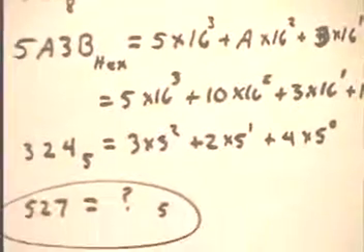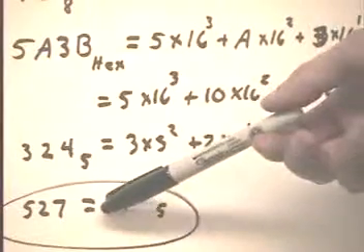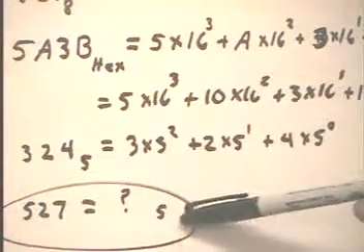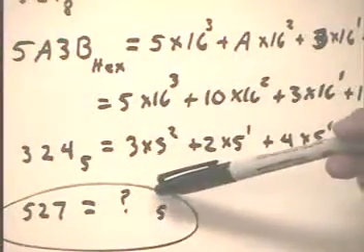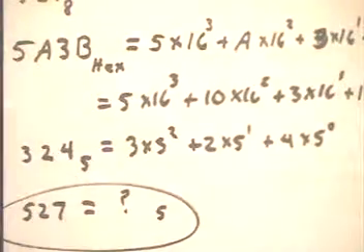Now here's a question, and you should think about this before we look at the next clip. 527 equals what number to the base 5? How would we represent, what base 5 number would represent the decimal number 527?